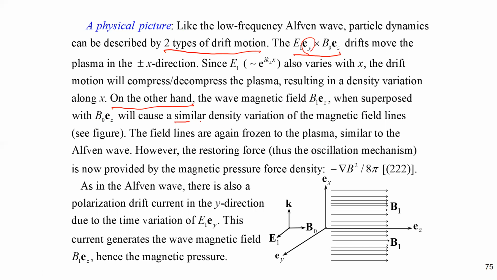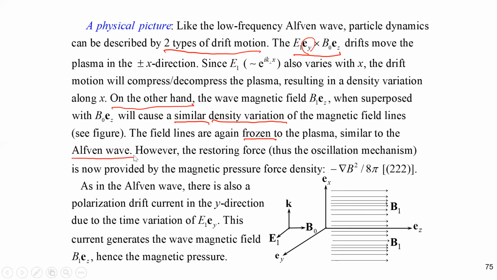Similar density variation of the magnetic field lines, such as this one. It has variation with x, and B1 plus B0. The field lines are, again, frozen to the plasma, similar to the Alfvén wave.